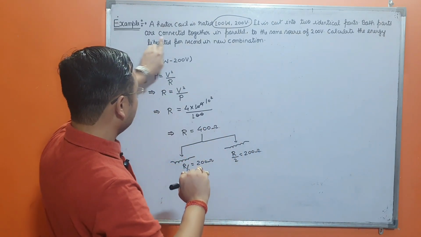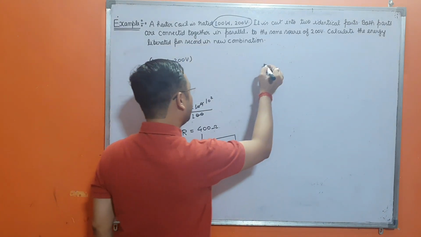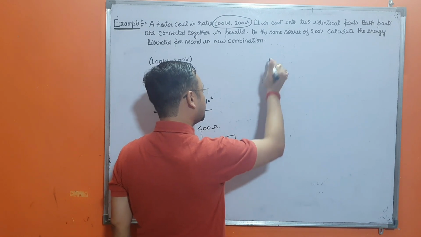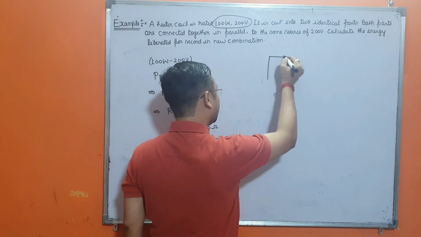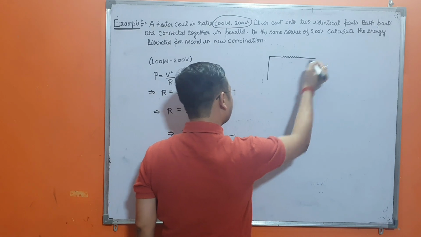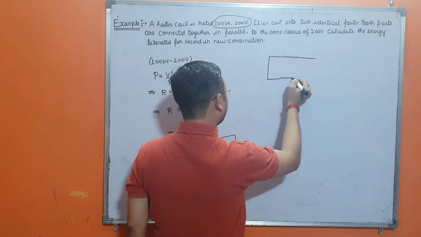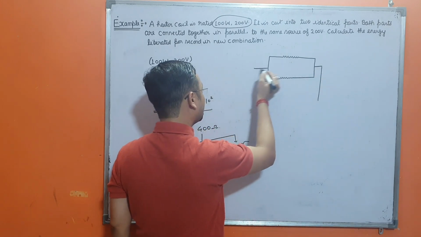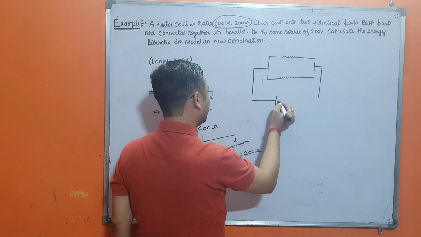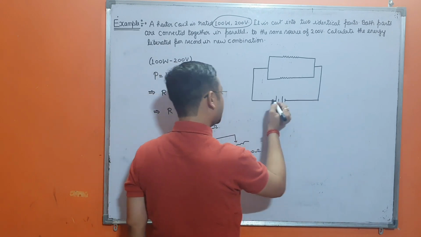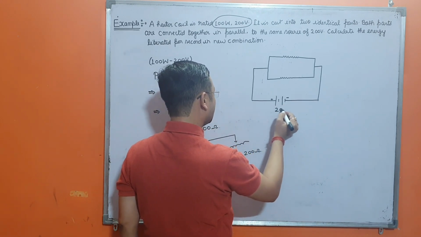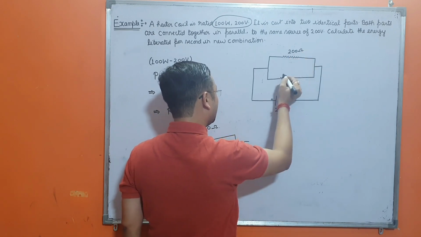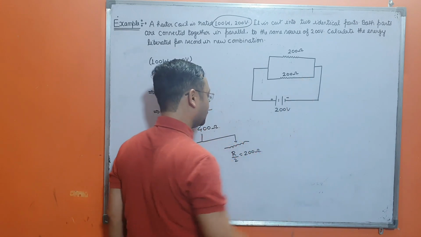The question says both parts are connected together in parallel. Take these two parts and connect these two resistors in parallel. The same DC source of 200 volt is connected there. This will be 200 ohm and this will be 200 ohm.